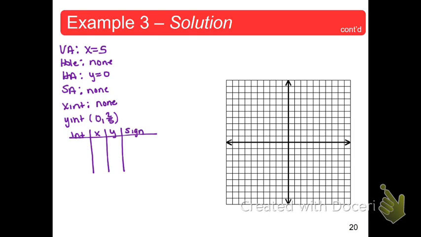But let's go ahead and graph what we have. We have a vertical asymptote at x equals 5, so let's graph it. Remember, asymptotes are going to be dashed lines because they're not really part of my graph, but they help shape my graph. I have a horizontal asymptote at y equals 0. I have no slant asymptote, no x-intercept, and I have a y-intercept at 0 and 2/5.